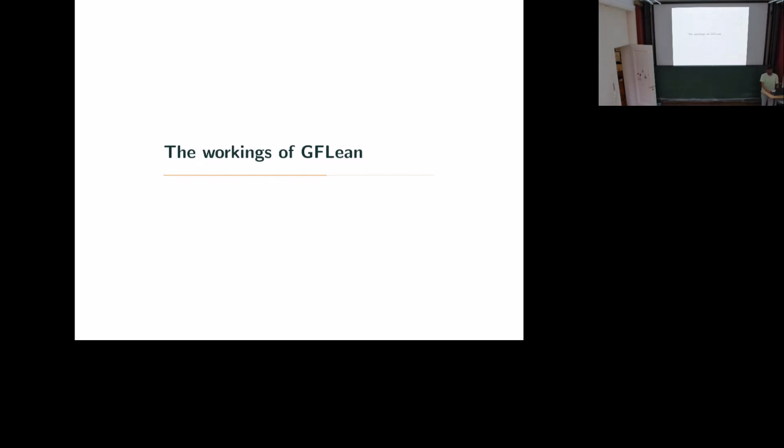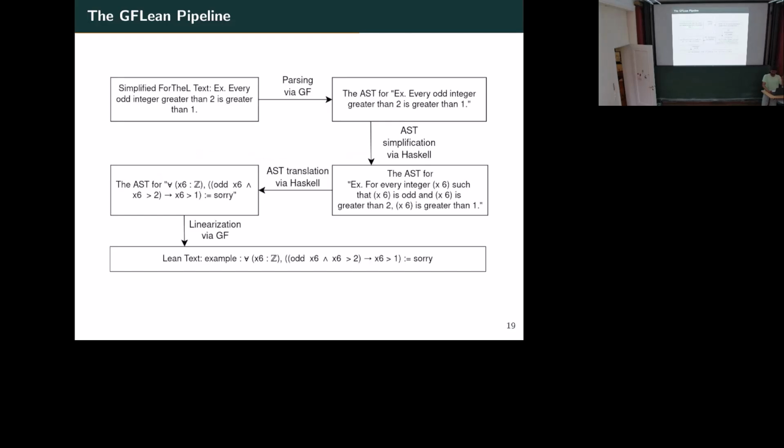Now I'll go into detail about how the translation happens exactly. This is the whole pipeline, a summary of how the translation happens. First, GFLean takes the input. For example, here the input is: every odd integer greater than 2 is greater than 1. Then, after parsing with GF, we produce an abstract syntax tree for this input. I won't be showing the abstract syntax trees because they are very big, so I will just say that this abstract syntax tree corresponds to this linearization.